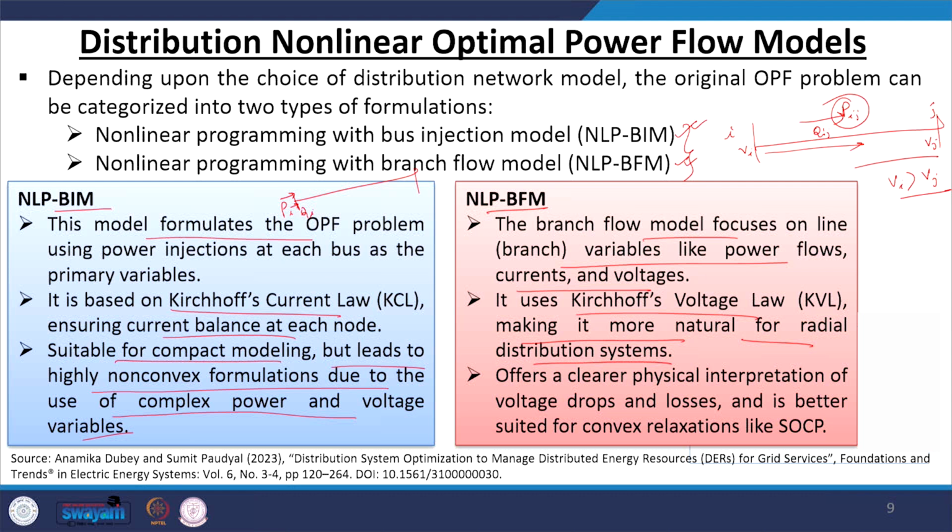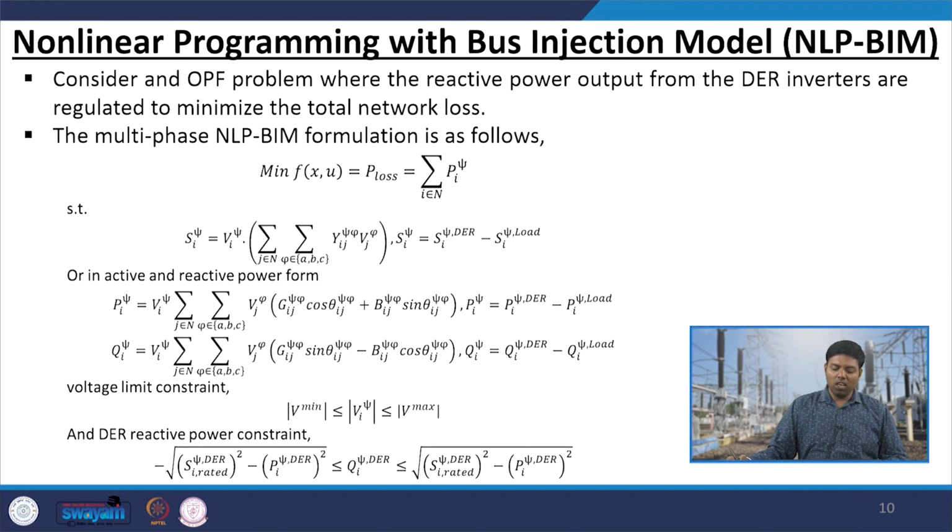whether you are getting an ACOPF feasible solution or an infeasible solution. It offers a clearer physical interpretation of the voltage drops and the losses, as I just told, and it is better suited for the convexification, SOCP and SDP, that we discussed in module 2. So, this is the overall nonlinear programming with the bus injection model when you want to reduce the total loss.